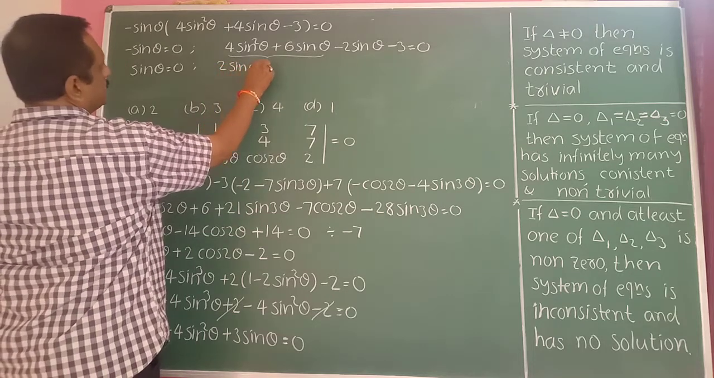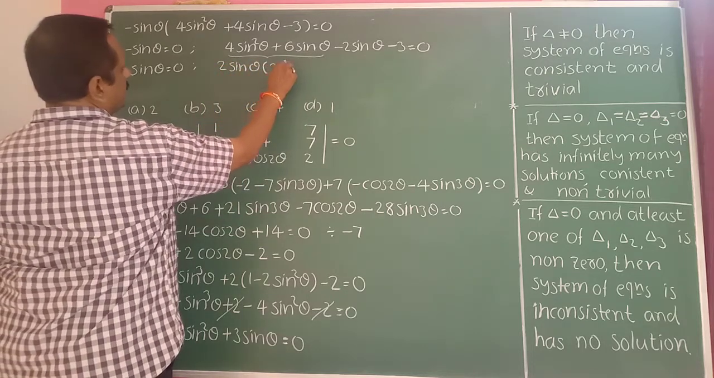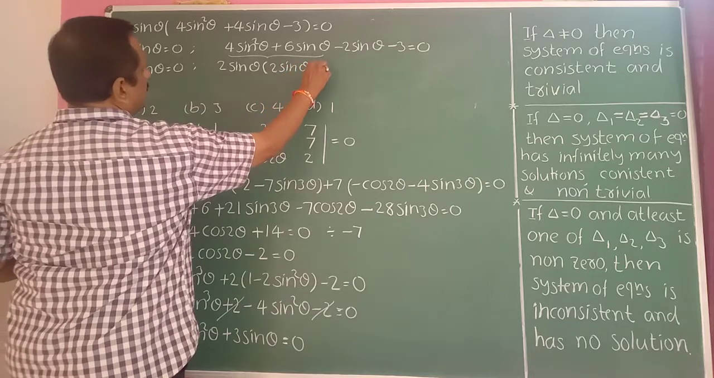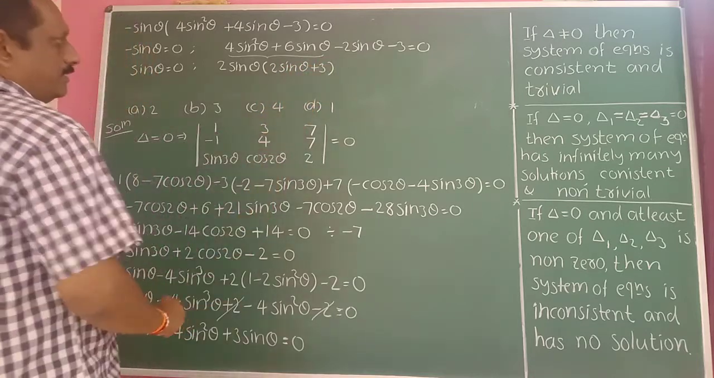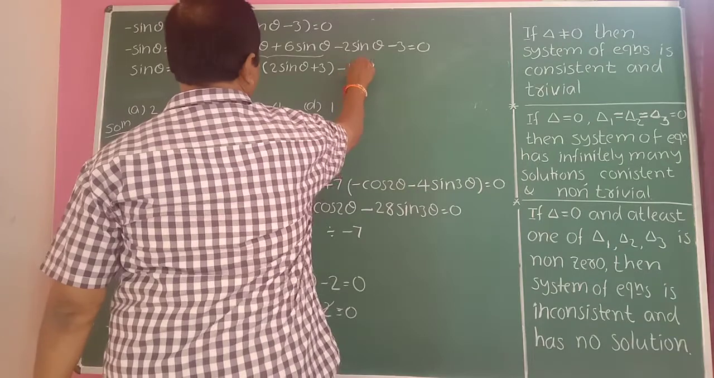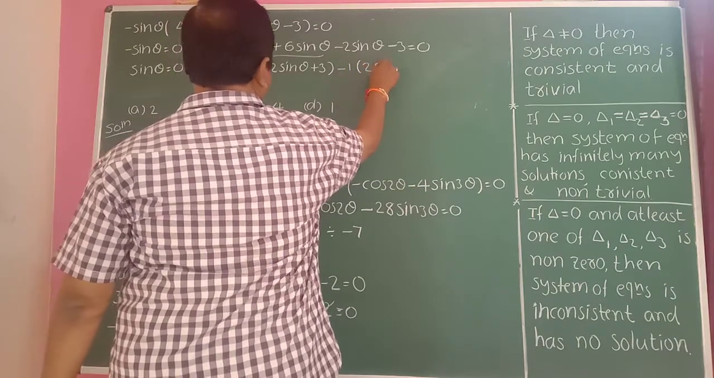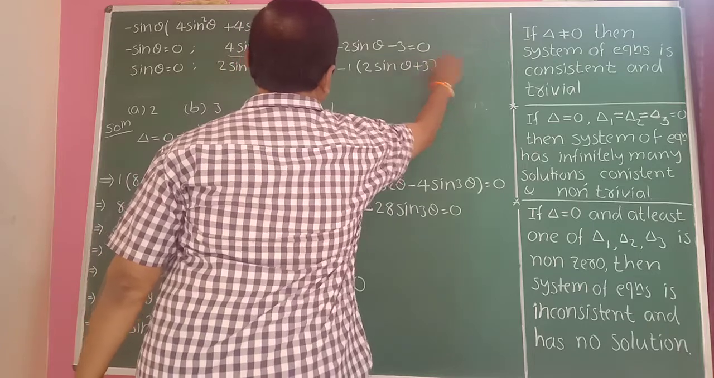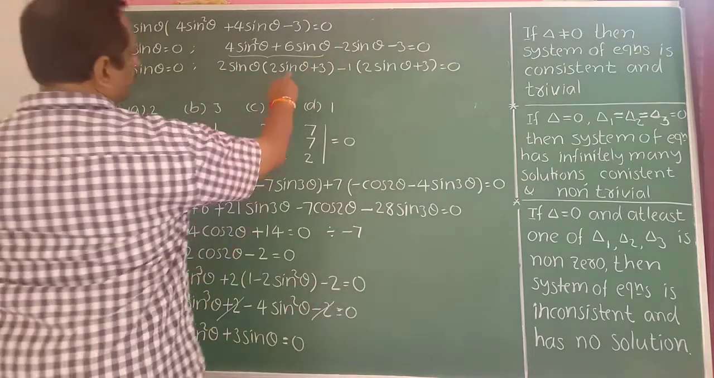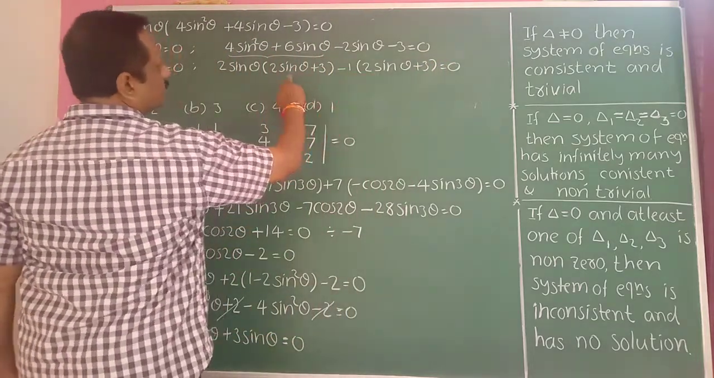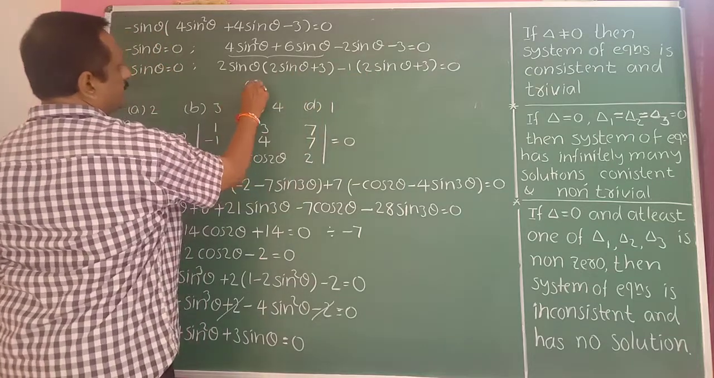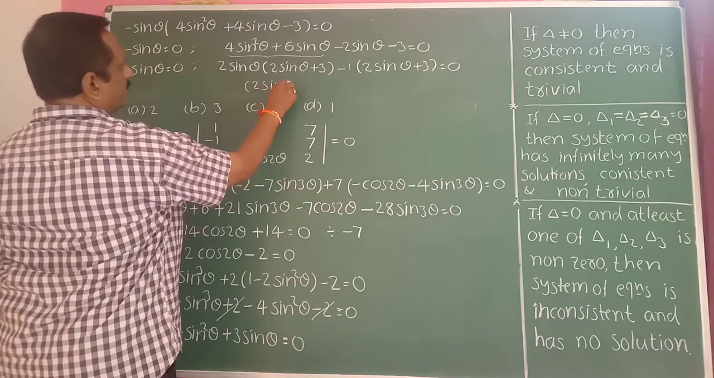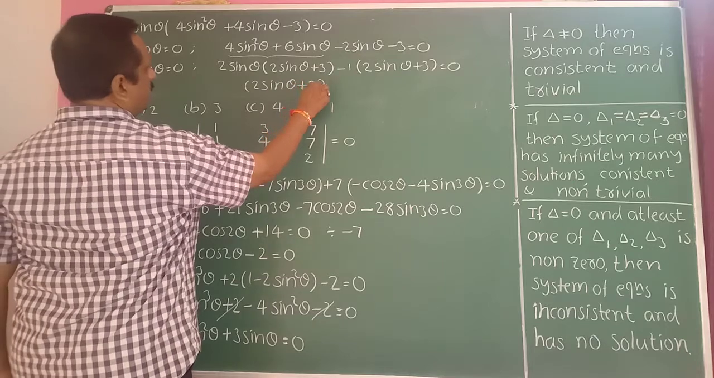2 sin theta is a common factor. Then right here, 2 sin theta plus 3 in the bracket. Then minus one common factor, 2 sin theta plus 3, that is equal to 0. Here sin 3 theta plus 3 common, 2 sin theta plus 3 is the common factor here.